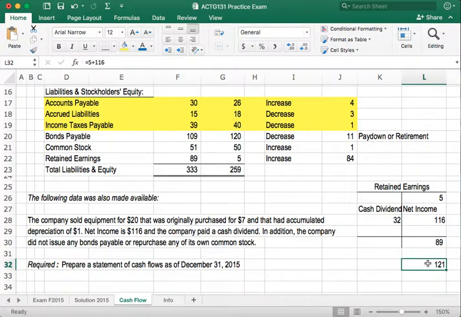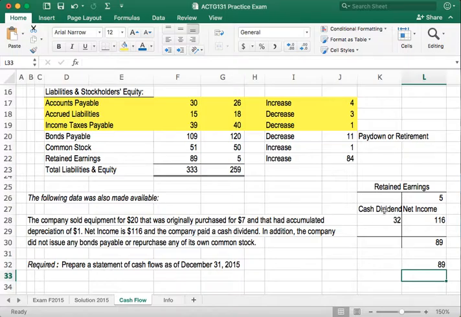So I'm going to check it one more time because sometimes when we use our calculator we can make mistakes. So we're going to have the beginning balance, which is 5, add to that the 116, which is net income, reduce that amount by what we calculated would be the cash dividend, and this answer should equal 89 if I've done it correctly. There we go.